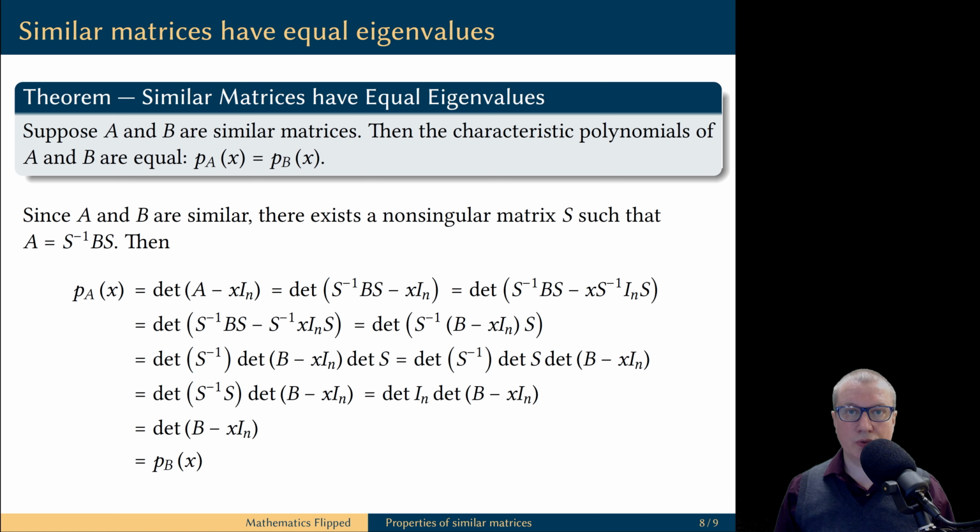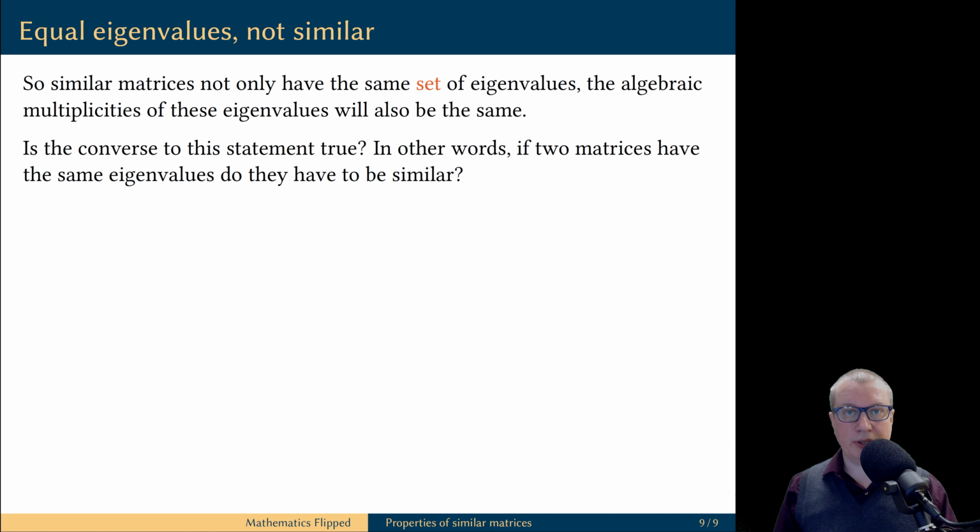This computation proves that A and B have the same characteristic polynomial, and in particular, the matrices A and B have the same eigenvalues, because eigenvalues are the roots of the characteristic polynomial of the matrix. Moreover, not only are the eigenvalues of the matrices A and B equal, but also they have the same algebraic multiplicities, because they are derived from the same polynomial. We proved one implication. If the matrices are similar, then they have identical eigenvalues.